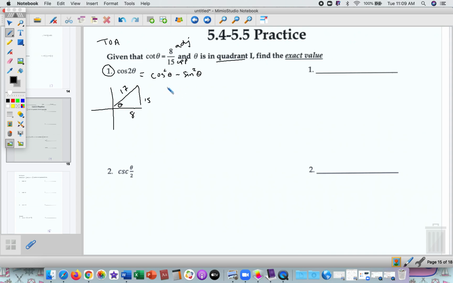If we start to plug in, we have cos squared theta. If we know SOHCAHTOA, we know that cosine is adjacent over hypotenuse, so the adjacent is 8 over hypotenuse 17. So we'll do 8/17 squared minus sine, which is opposite over hypotenuse, so 15 over 17, and we have to square that. When we do this, our final answer will be negative 161 over 289.